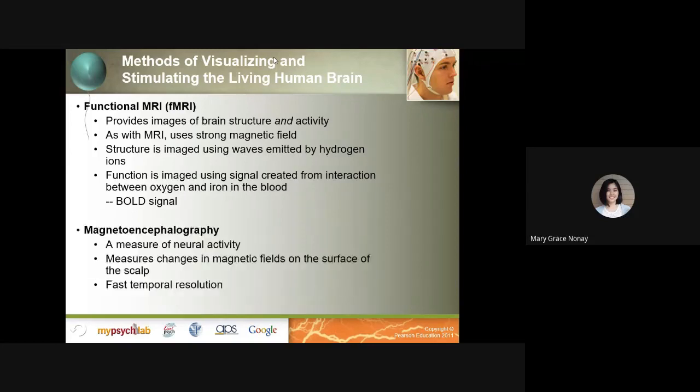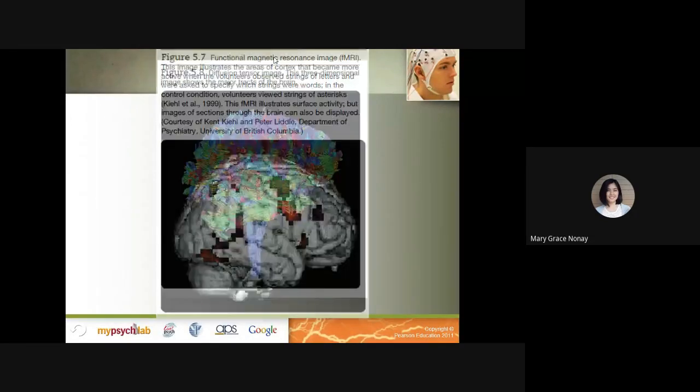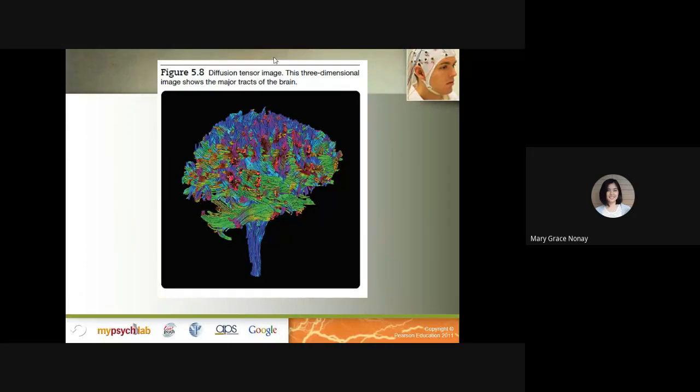Okay, so here's an example of fMRI. Ayan. It illustrates the areas of cortex that became more active when volunteers observed strings of letters and were asked to specify which strings were words. In the control condition, volunteers viewed strings of asterisks naman. Okay, so ayan, fMRI illustrates surface activity, but images of sections through the brain can also be displayed. So we can really see it in real time.